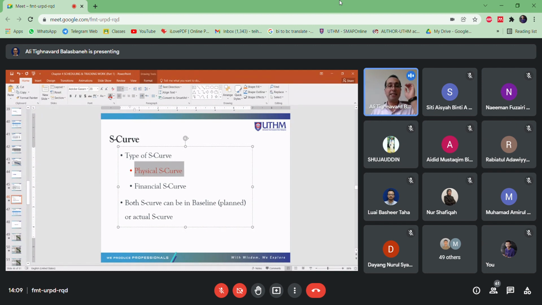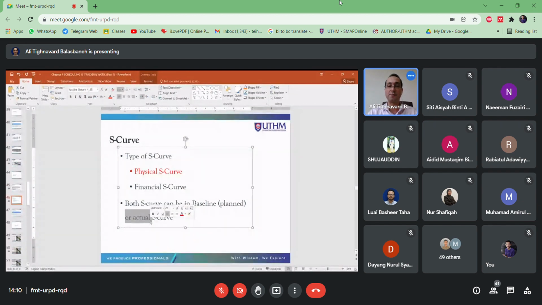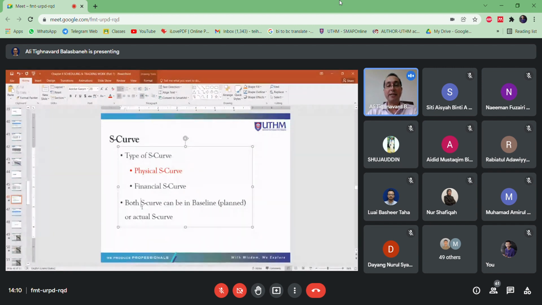I'm sure you get this because last week we showed you two different colors. If you remember, which I'm sure you do, there was a blue color and a red color. One shows the planned, another shows the actual. So what it's trying to say here is you can draw both physical and financial S-curves.